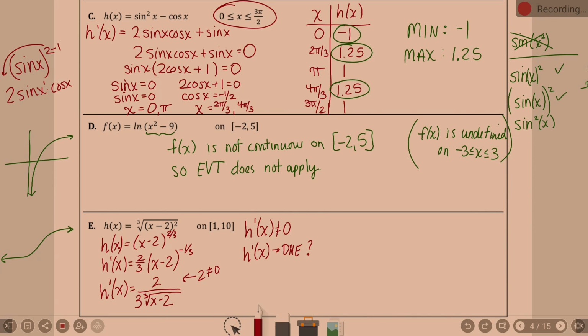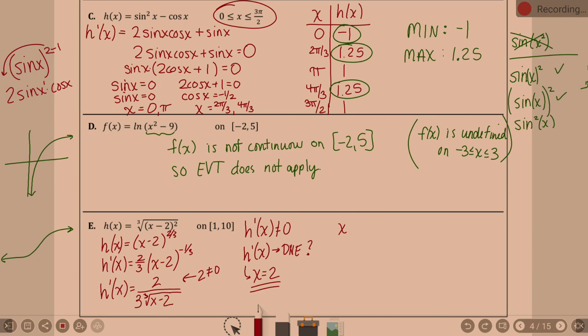Because it's a fraction, is there a possibility it won't exist? Yeah. When does this not exist? At x equals 2, because that's what will make my denominator 0, and denominators can never be 0. Valid? So this happens when x equals 2. So I was right about the x equals 2, it just wasn't relevant right then.